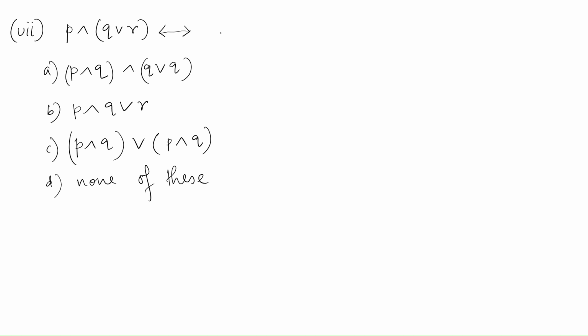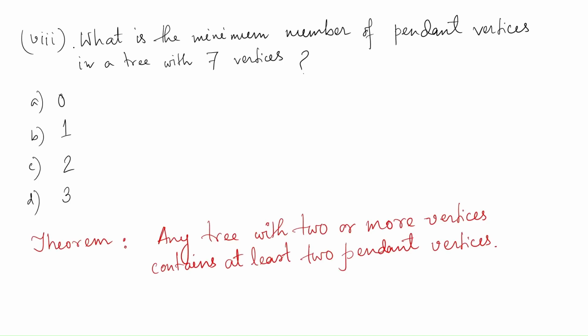Next question is incomplete. Next question is, what is the minimum number of pendant vertices in a tree with 7 vertices? We know the theorem: any tree with 2 or more vertices contains at least 2 pendant vertices. Therefore, the correct option is C.